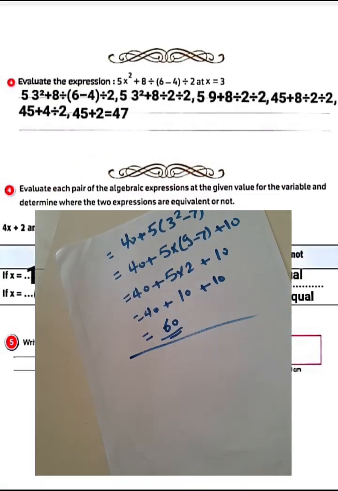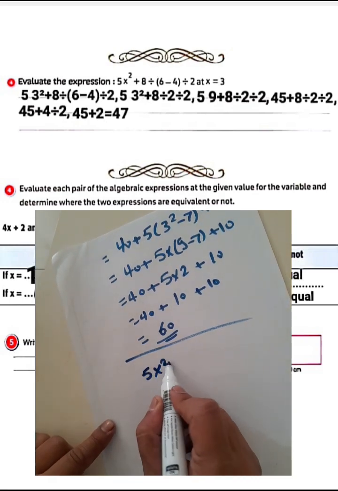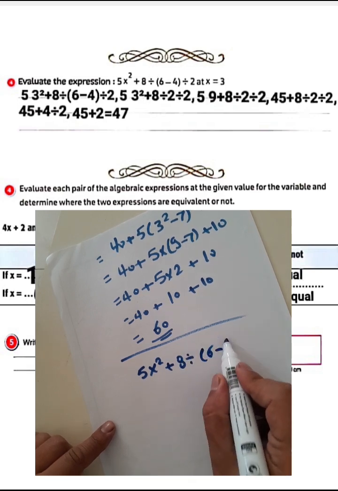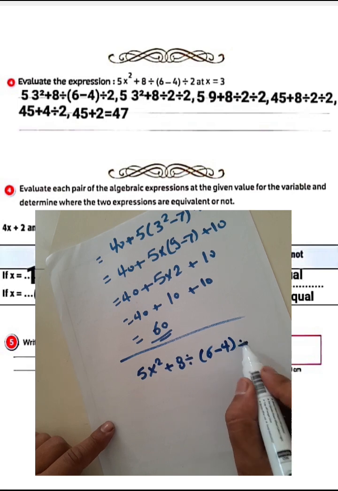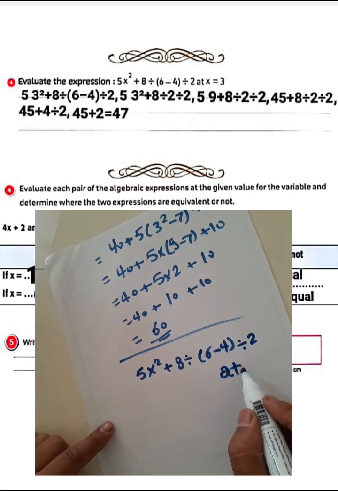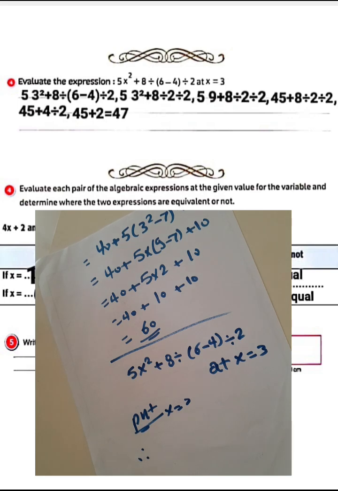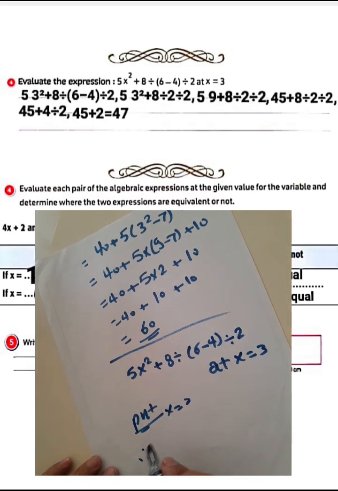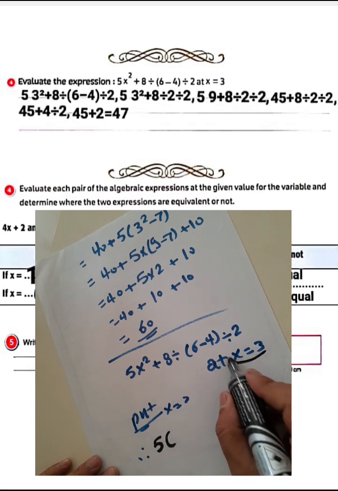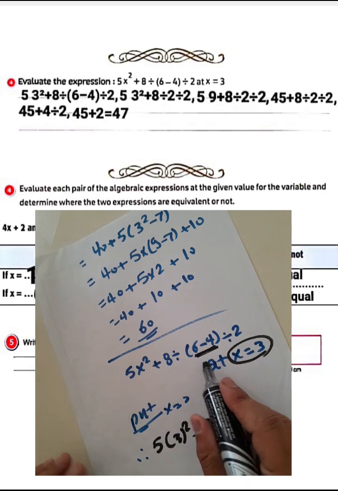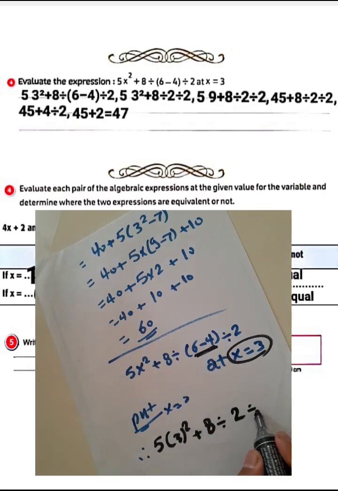Evaluate the expression at x equal 3. We have 5x power 2 plus 8 divided by 6 minus 4 divided by 2 at x equal 3. Then the result will be what? In this example, we have 5x power 2, write 5 here, and x power 2, put x equal 3, 3 power 2 plus 8 divided by 6 minus 4, it will be 2 divided by 2.